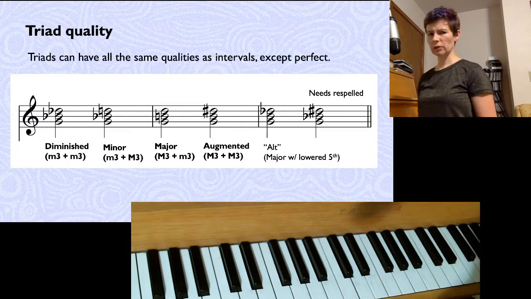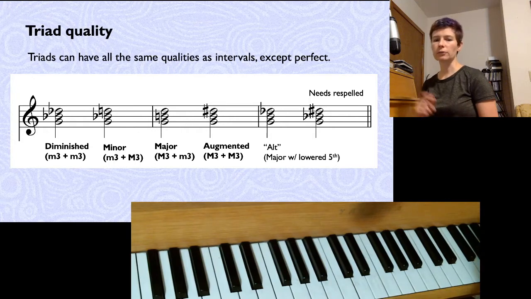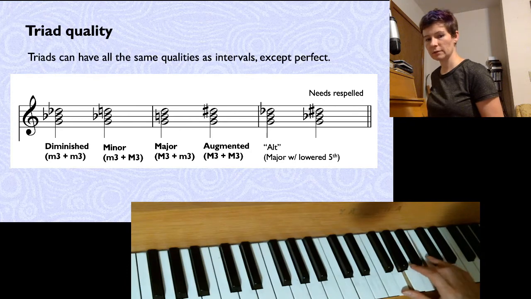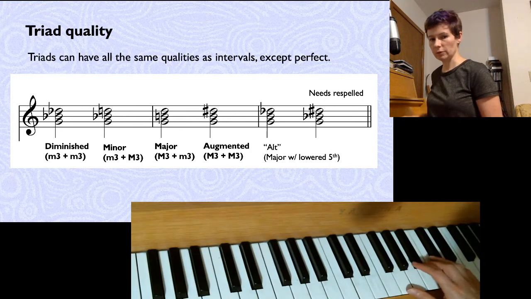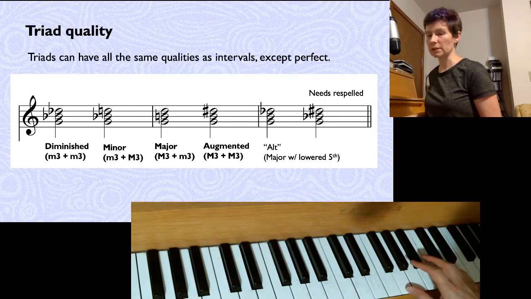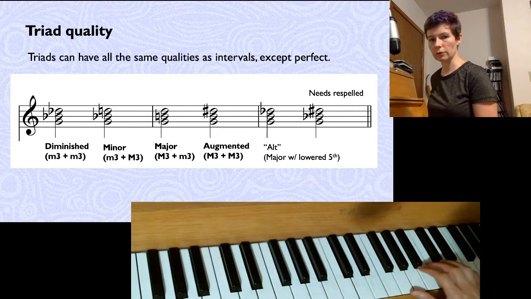So just like intervals have different qualities, triads also have different qualities, meaning they sound slightly different depending on exactly what kind of thirds and fifths go into them. Take the triad that's third from the left on this screen. It's a G, a B, and a D. From G to B is a major third, as we know, because B is in my key of G major. And from G to D is a perfect fifth, because D is also in my key of G major. This is a major triad.